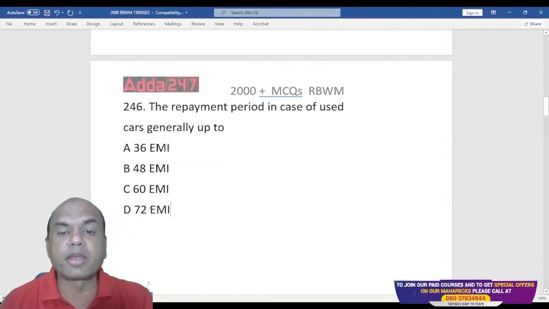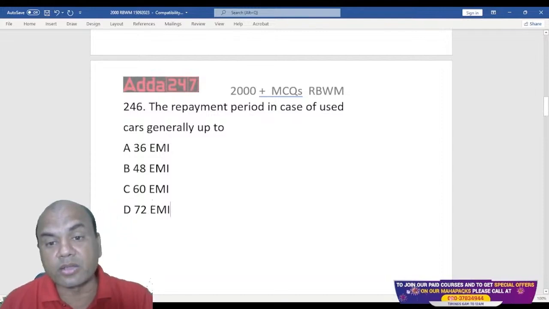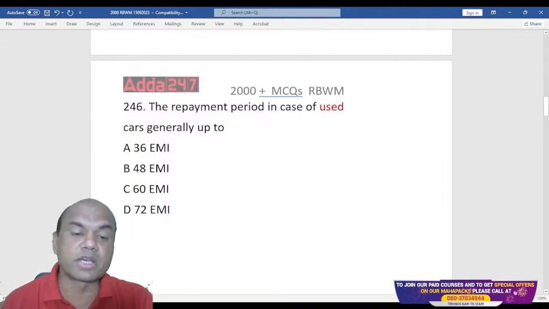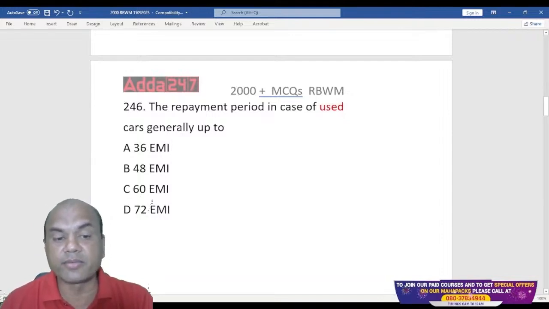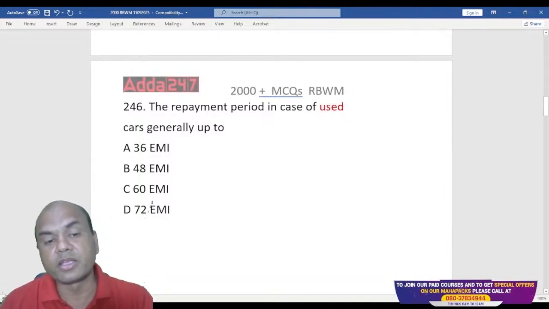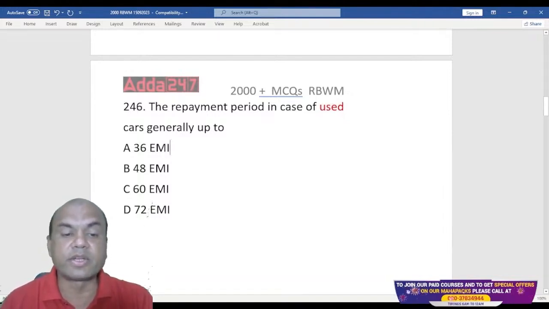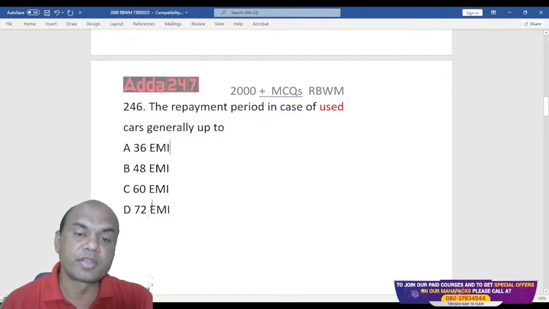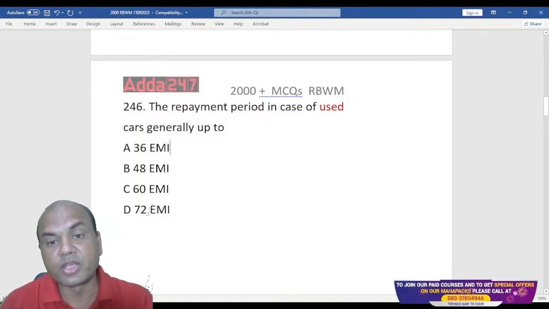The repayment period in case of used car. Now look at this, we are talking of used car over here. In case of used cars it is generally 36 EMI, 48 EMI, 60 EMI or 72 EMI? So it is used car, second hand car.